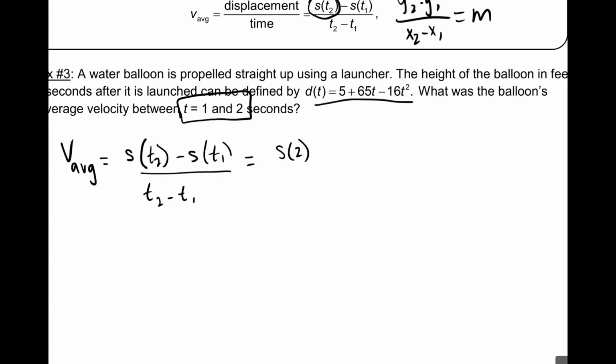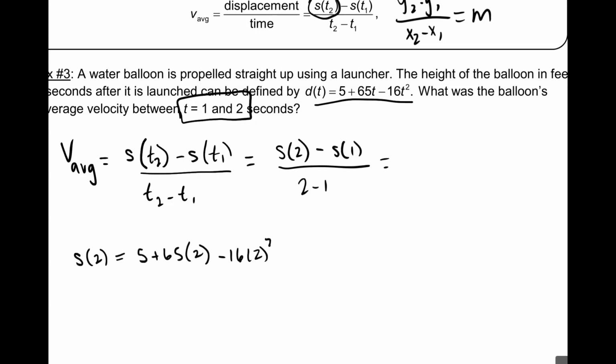So I have to plug in 2 into my function. And then I'm going to subtract my first position. So final position minus start position means how far you actually traveled. So 2 minus 1 on the bottom for change in time. So let me plug in my t2. Now there's 2 ways you could do it. You could write out this long function, or I can come down here in a little separate line and just plug in and see what the number would be. Times 2 minus 16 times 2 squared. Here's s of 1, 5 plus 65 times 1 minus 16 times 1 squared.